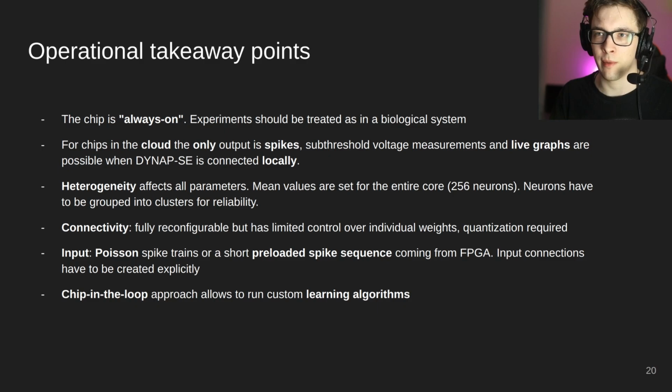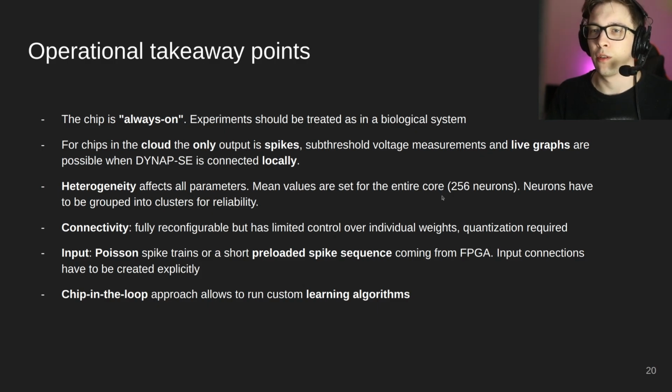The main intuition about the chip is that it is always on. You never start or stop the experiment. It really needs to be treated as a biological system where you design when the experiment starts and when it ends. There's no such thing as a fixed initial condition. If you record from multiple neurons, you can record not only spikes, but also subthreshold voltages, or the membrane voltage dynamics could also be captured, but only from one neuron at a time, and you need an oscilloscope to monitor them.